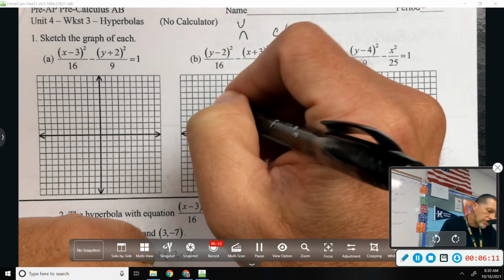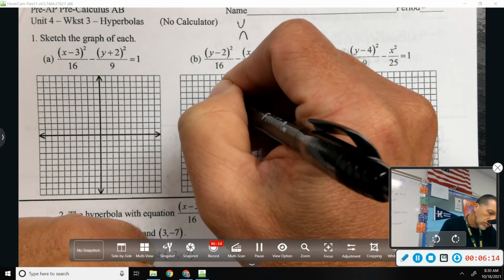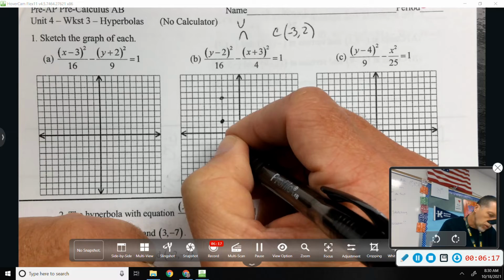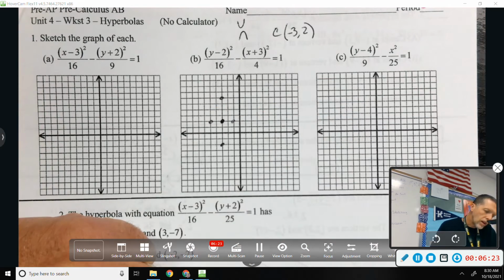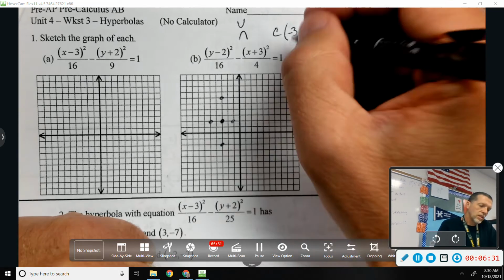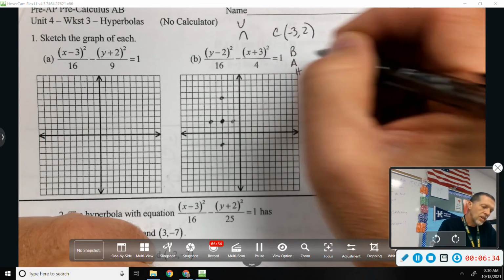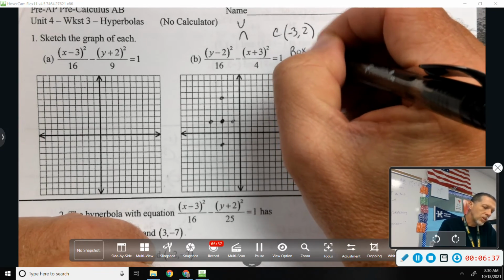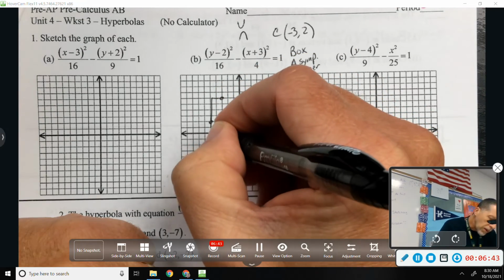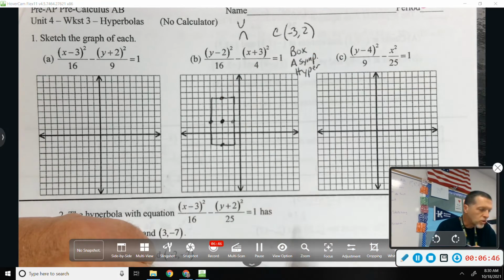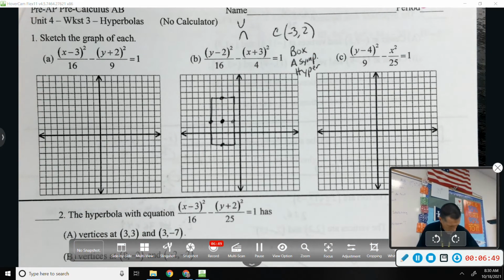We'll go up and down 4, and left and right 2. And if this was an ellipse, we'd be almost done, but it's not an ellipse. So, we don't like these, right? Because then we've got to do the box, the asymptotes, and then the hyperbola. So we'll make the box, asymptotes, plural, I guess I should say. My straight edge.